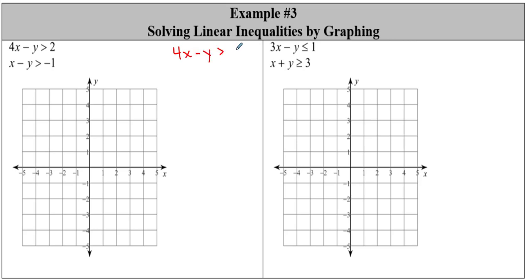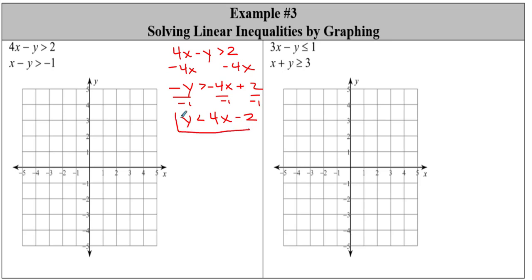So we've got 4x minus y greater than 2. I'm going to drop this 4x. Then I get negative y greater than negative 4x plus 2. Remember, I have to divide by negative 1, and I'm going to get y. Don't forget, if you divide by a negative, we have to flip that sign. So 4 over 1, it's going to be a positive 4x. And we've got 2 divided by negative 1, for minus 2.